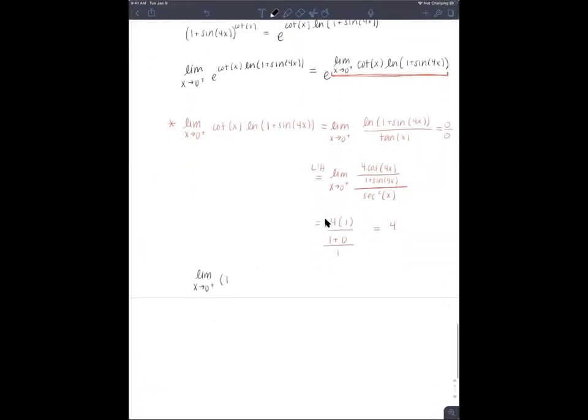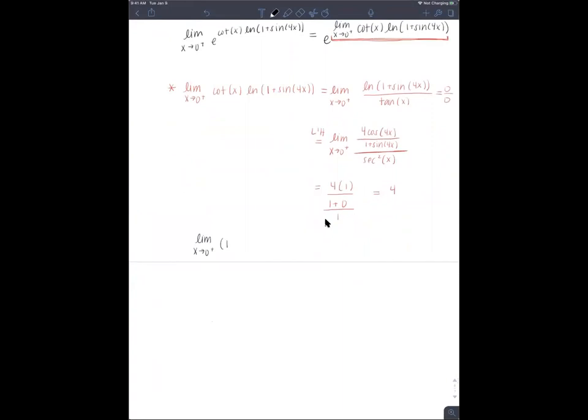Okay, I'm going to scroll up because it's running right at the bottom. The limit of 1 plus sine 4x to the cotangent of x is equal to e to the 4th power.